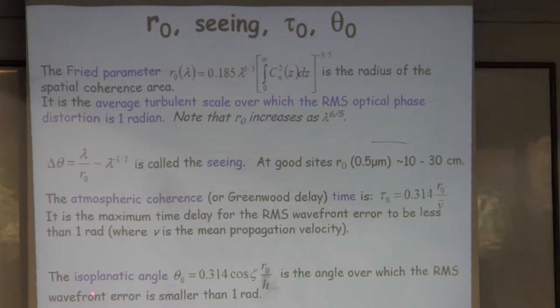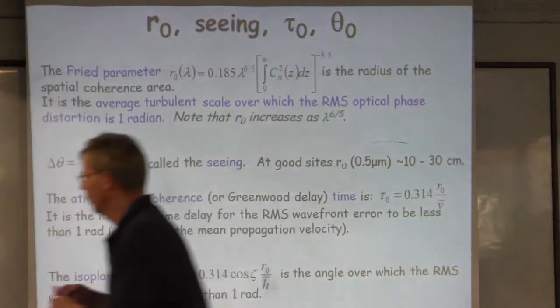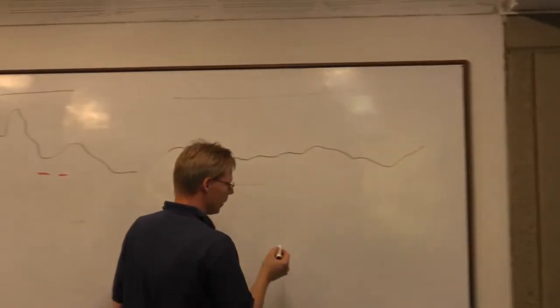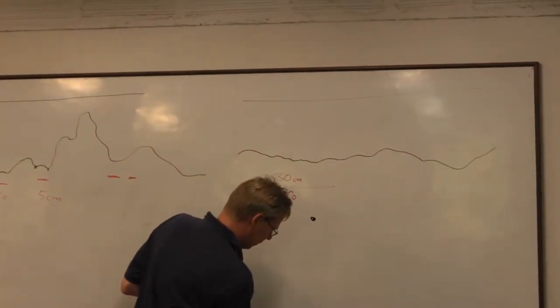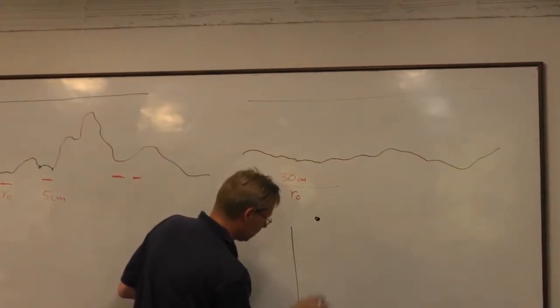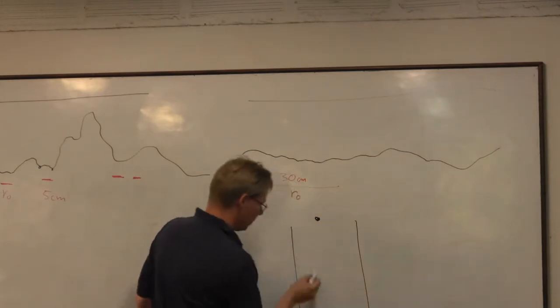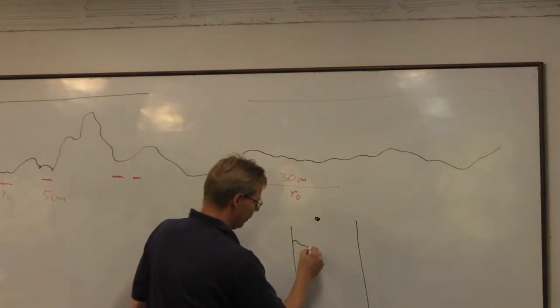And then finally, we have defined an isoplanatic angle, which is the angle over which the wavefront error is less than 1 radian. You have to remember that again. Let's say we look at one star here with our telescope, and here is our turbulence.